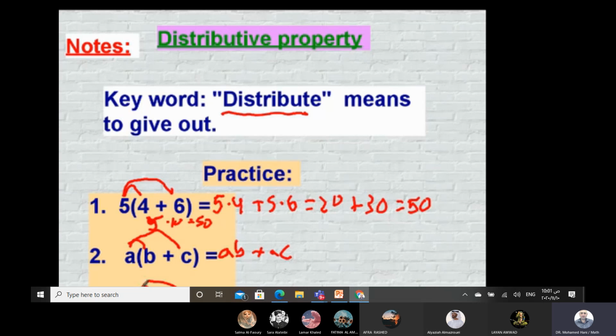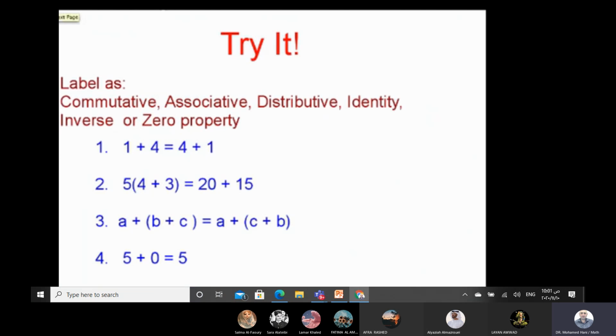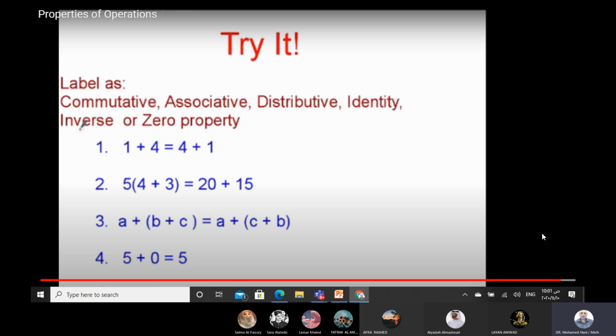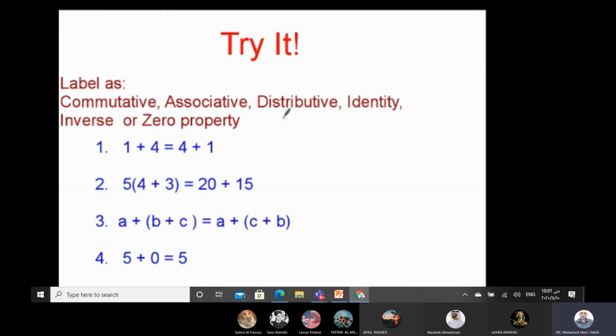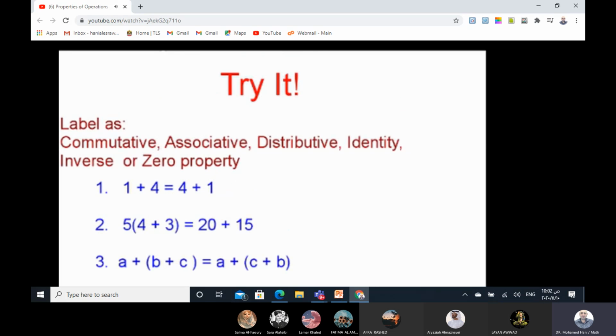So the distributive property is simply to distribute, to hand out the multiplication of the number outside the parentheses to every number inside the parentheses. So you have 5 try-it problems today, and all you need to do is label each one of these problems as being an example of the commutative, associative, distributive, identity, inverse, or zero property. So all you need to do is tell me what property is being shown in each one of these equations. Let's do that and bring it in with your notes tomorrow.